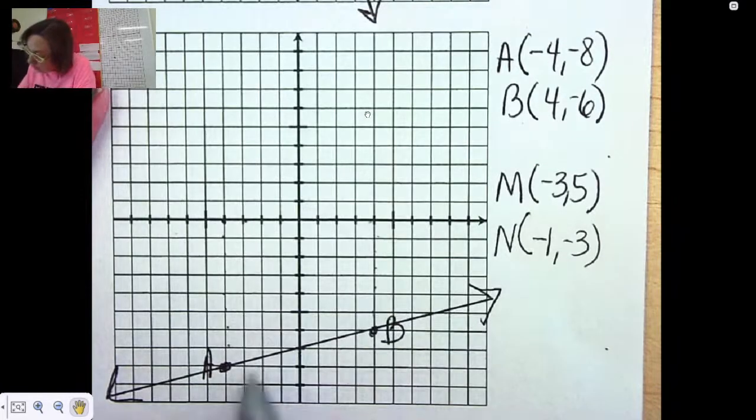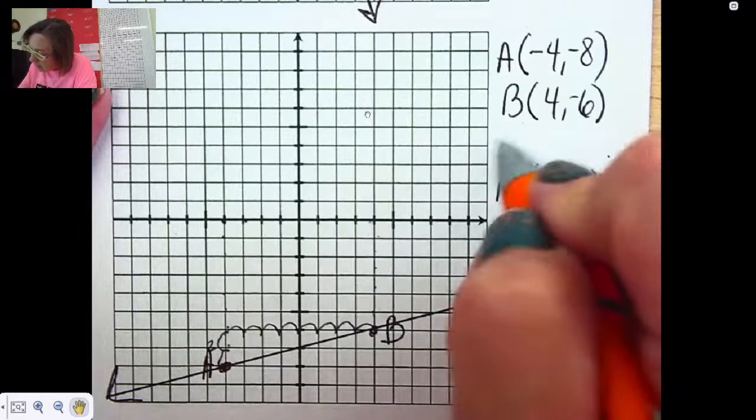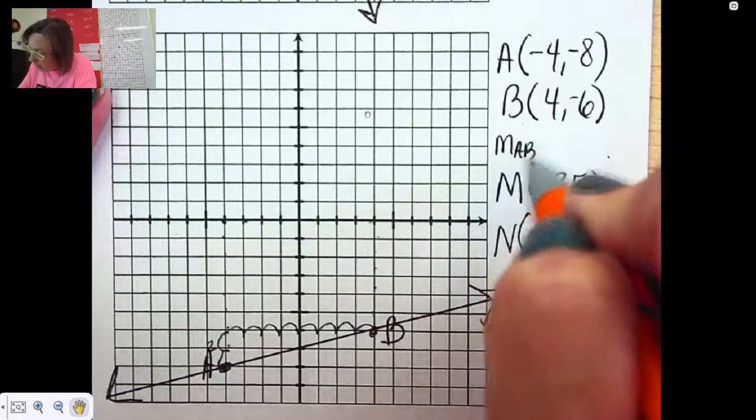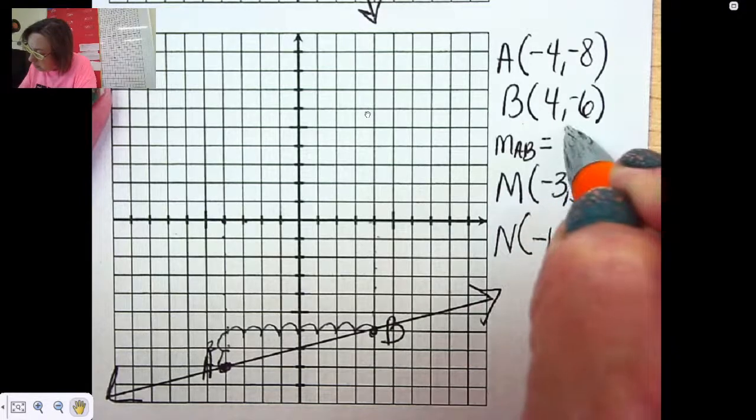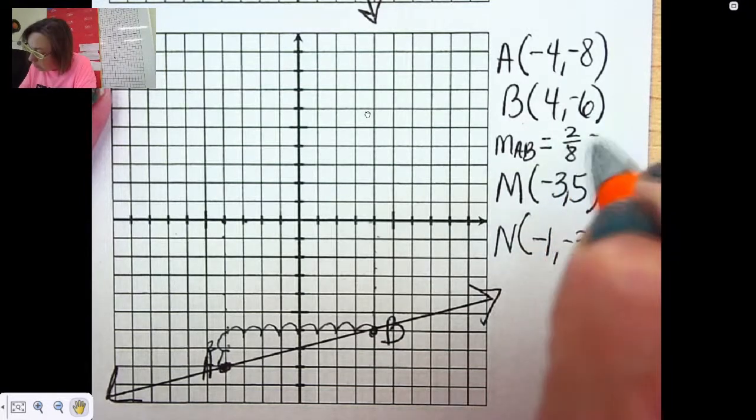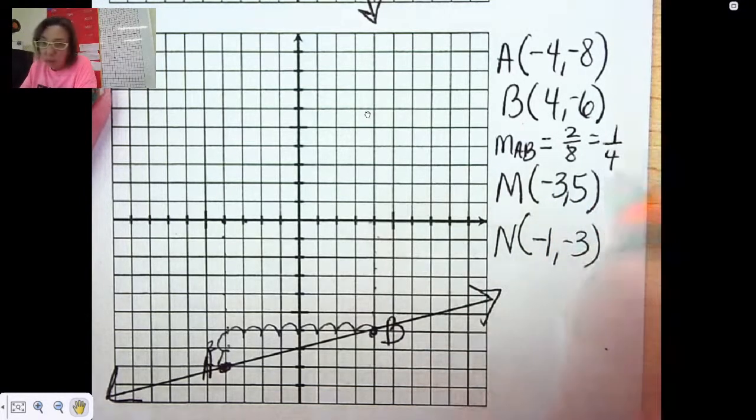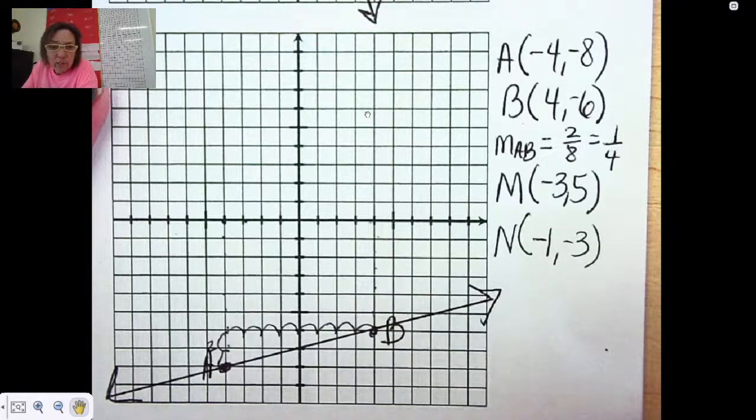I'm going to find my slope up over 1, 2, 3, 4, 5, 6, 7, 8. So my slope of AB is 2 over 8, which simplifies to 1 over 4, right? Is that what y'all got too? Did y'all get 1 over 4 for your slope for AB? Yes?